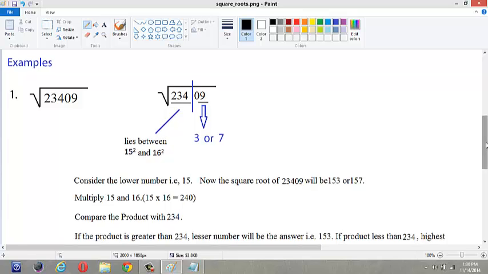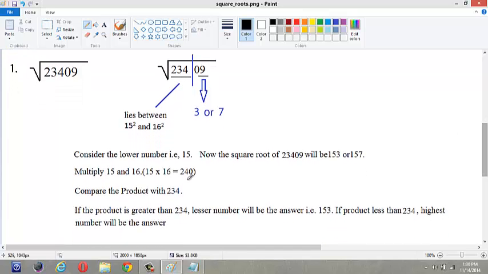This is a very simple method. Here, see the first problem. I want to find out the square root of 23409. Here we are finding the square root, that is the reverse of the power of 2. As it is a square root, we have to separate the last two numbers from the other remaining numbers.